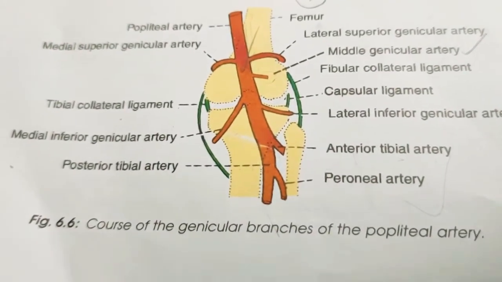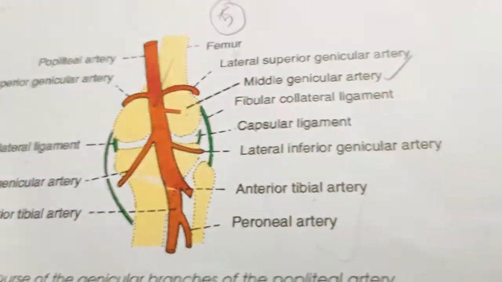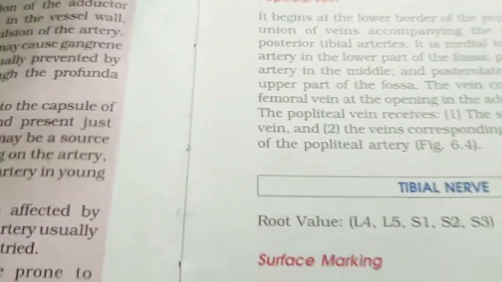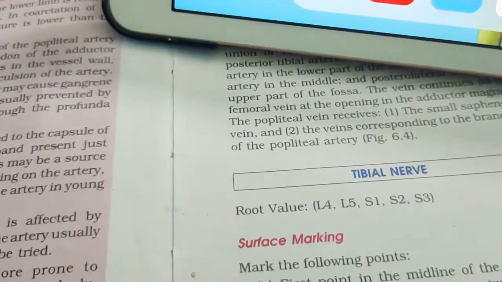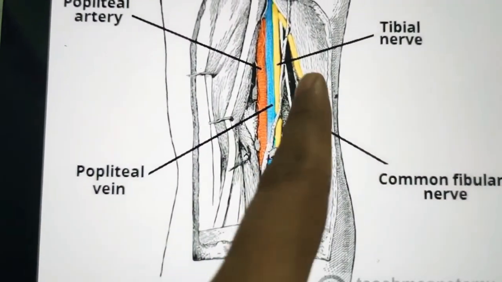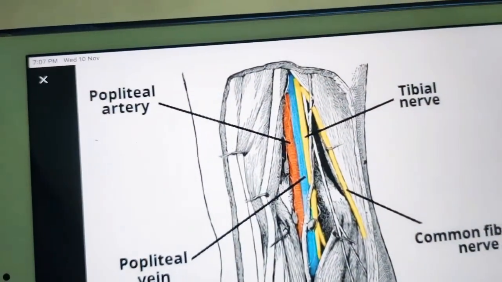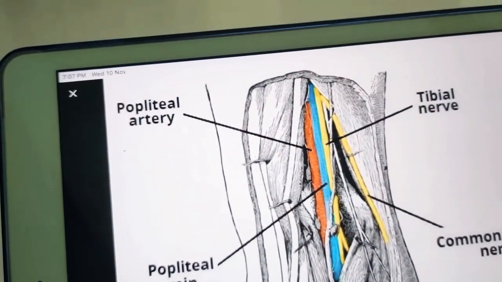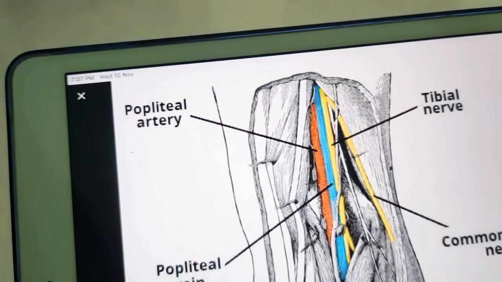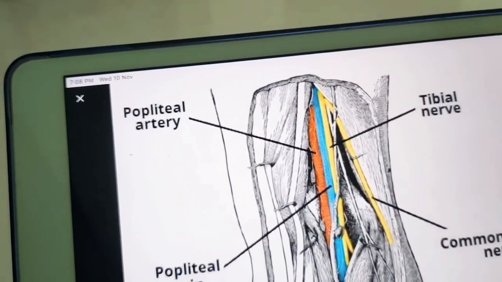So next we'll discuss the popliteal vein. If you remember, in our popliteal fossa we have the popliteal vein, right? So we'll discuss now the popliteal vein. Actually, this popliteal vein begins at the lower border of popliteus by the union of veins which are accompanying the anterior and posterior tibial arteries. Okay, and it's medial to the popliteal artery.